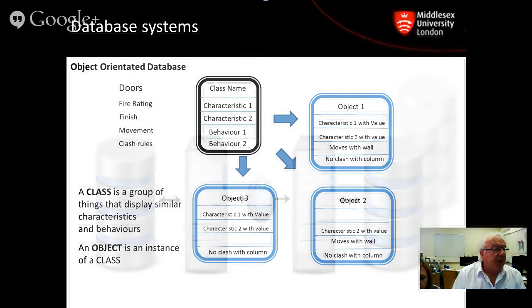Object 3 has characteristics, so it might have a fire rating, it has a finish, and its only behavior is that it doesn't want to clash with a column. It doesn't move with the wall. It's not as clever as object 1 and object 2. So again, that's a simple working concept of object-oriented data. Of course, it gets far more complicated than that. But if you just think about those working ideas, that'll do for the time being.